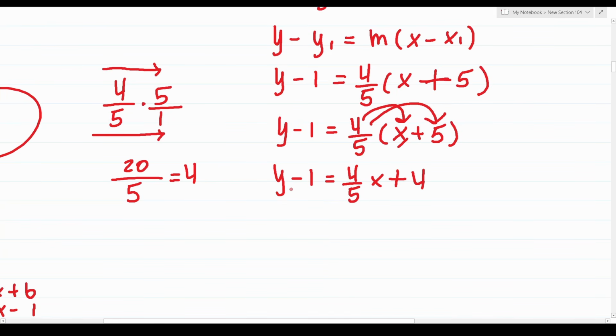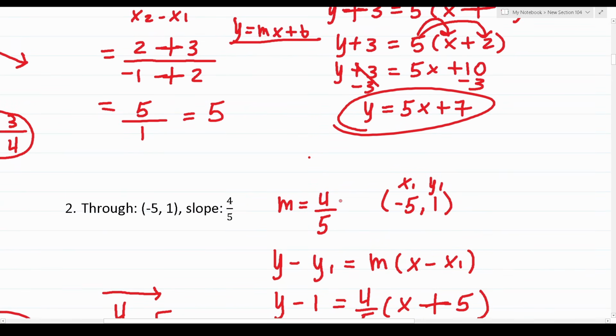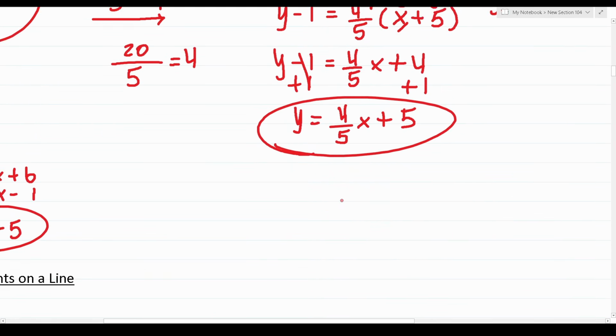Again, we want to now write this in slope-intercept form. Slope-intercept form is y equals mx plus b. So we're going to add 1 to both sides to get y by itself. This crosses out here, leaving you with y equals 4/5 x plus 5. And that is the equation of our line in this case. All right, so that's how you write the equations of lines. Pretty simple and straightforward.